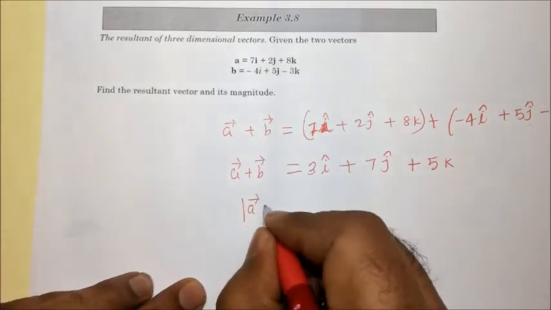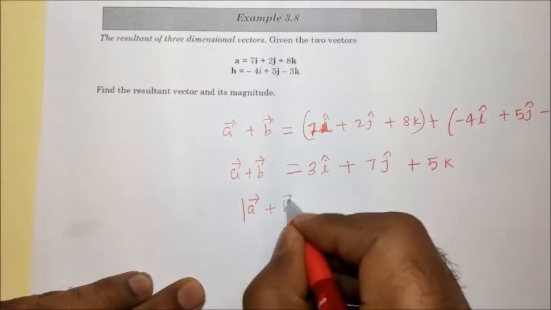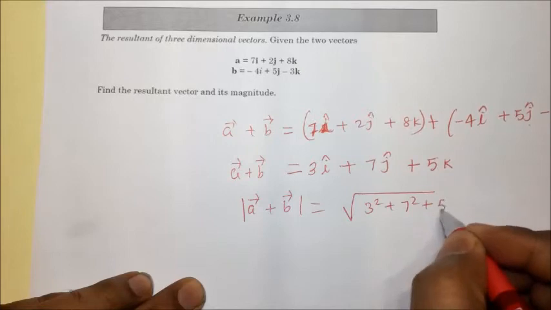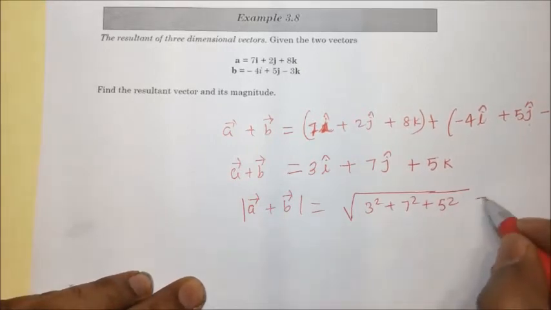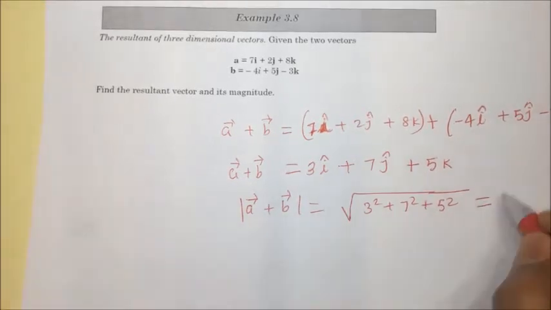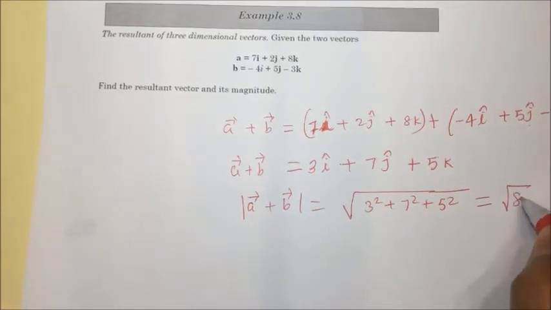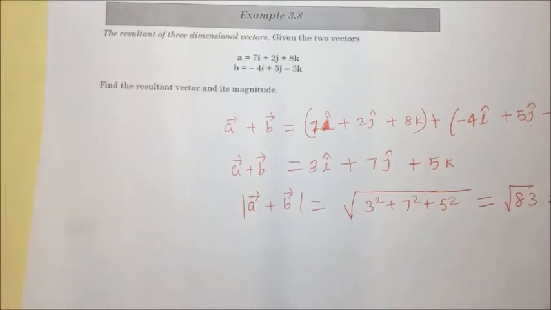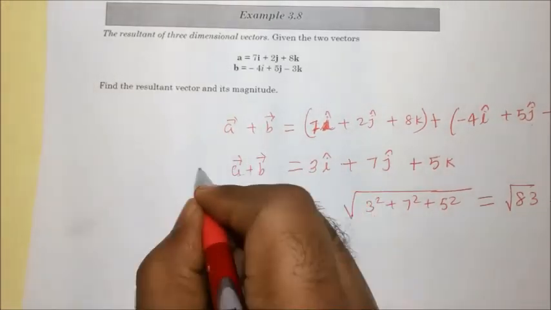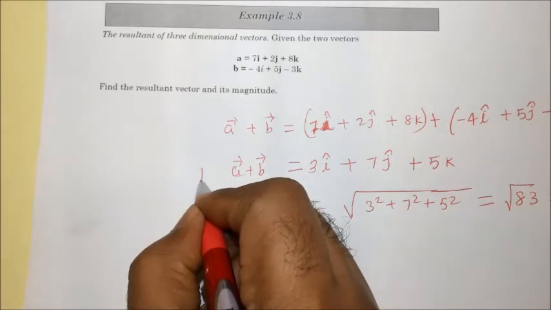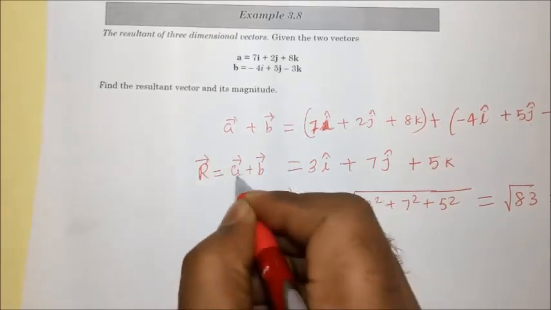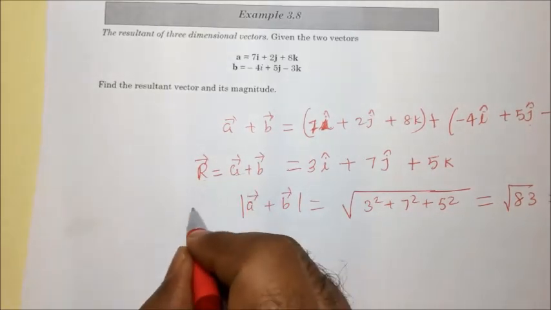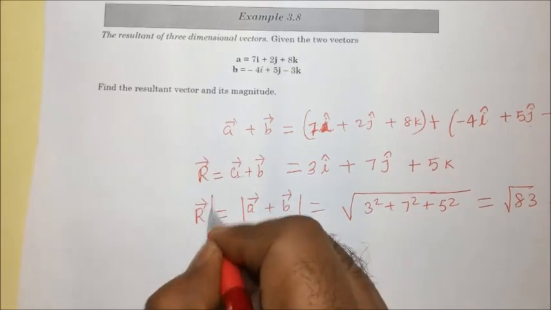Magnitude of vector A plus vector B is square root of 3 square plus 7 square plus 5 square, and that is going to be square root of 83, which is equal to 9.11. You can say that this sum is another vector R. R is the sum of vector A plus vector B, or you can give any other name, it doesn't matter. This is the magnitude of vector R.